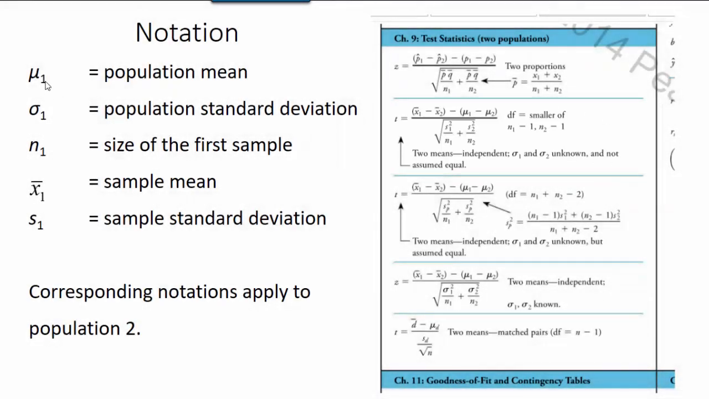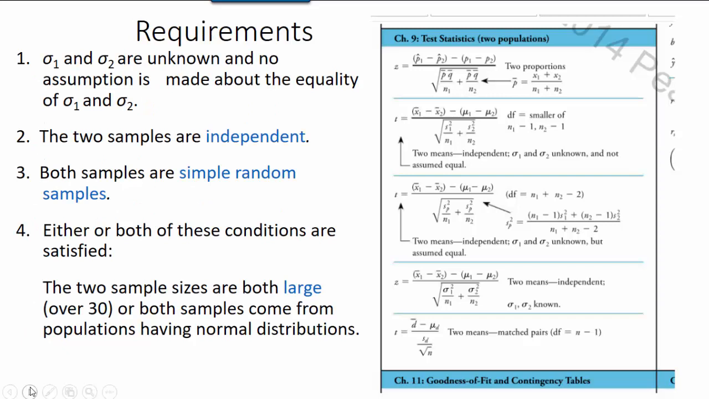So we have our usual mu, sigma, n, x bar, and s representing our population mean, population standard deviation, sample size, sample mean, and sample standard deviation. But we have these subscript 1 to represent coming from the first data set, and we'd have subscripts 2 if it was coming from the second data set. The requirements are that the two population standard deviations are unknown and that no assumption is made about sigma 1 and sigma 2 being equal. The two samples must be independent, both samples must be simple random samples, and either or both of these conditions are satisfied. The two sample sizes are both large, in other words over 30, or both samples come from populations known to have normal distributions.